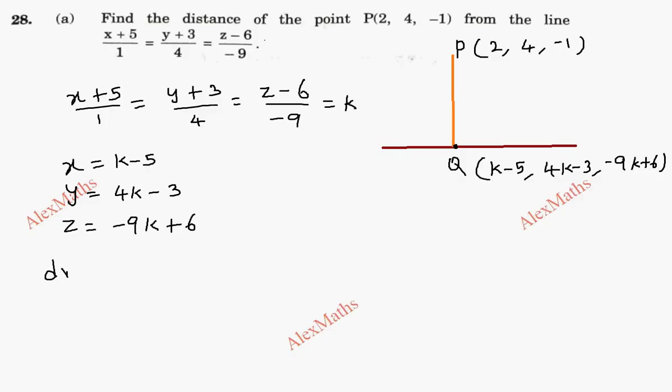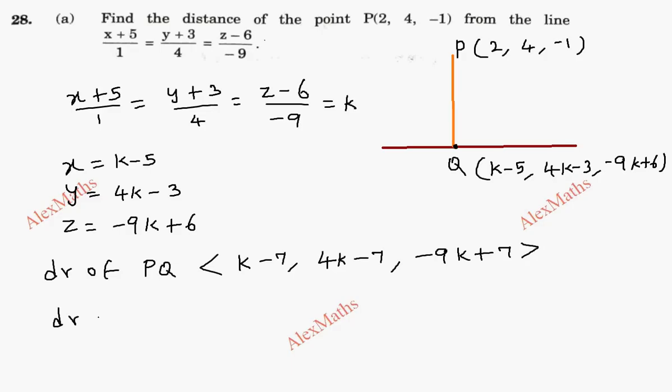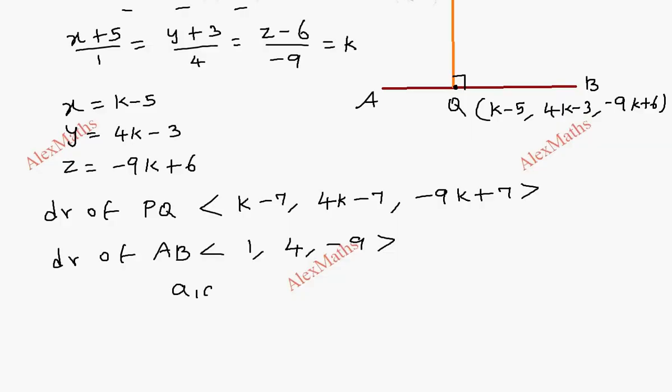Now we take the direction ratios of the line PQ, which is the difference. So K minus 5 minus 2, which is K minus 7, then 4K minus 3 minus 4, which is 4K minus 7, then minus 9K plus 6 minus minus 1, plus 7. So we got the direction ratios. And now the direction ratios of the given line, let us take the given line as AB, which is here 1, 4 and minus 9. So direction ratios of AB is 1, 4, minus 9.